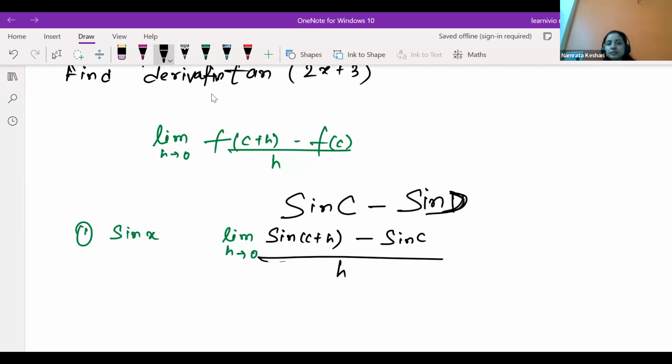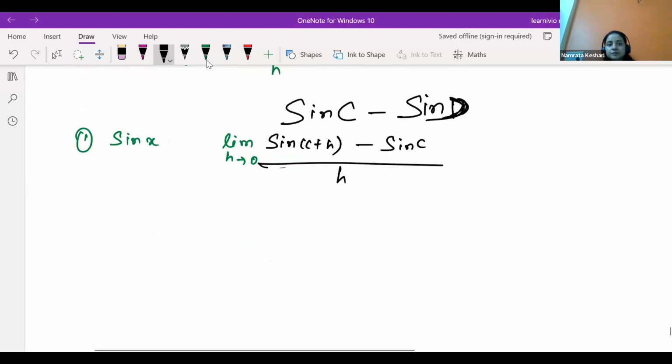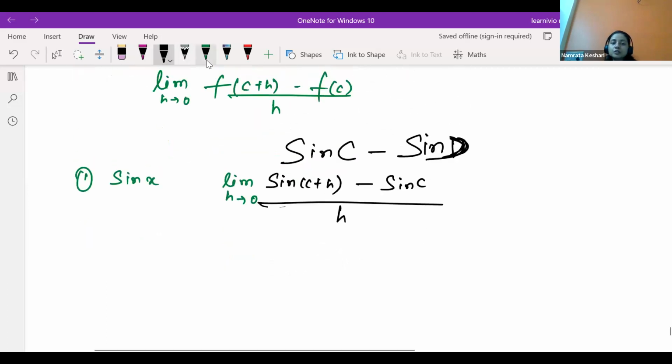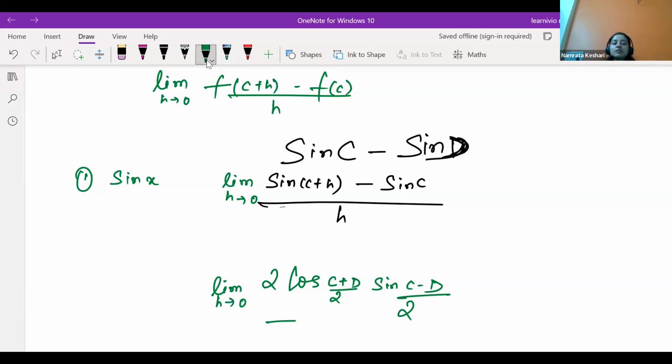Are you able to recall the formula for sine c minus sine d? It was 2 cos of c plus d by 2 sine of c minus d by 2. No worries, this formula I can understand. That time only when you have learned, after few days it seemed like you are forgetting the formula. Yes or no? Yes. So many formulas were there from this trigonometry. So it's completely okay. This is the formula we were having.